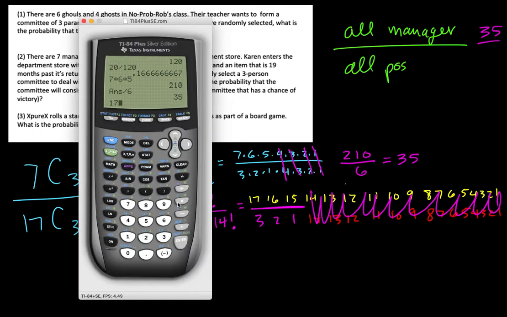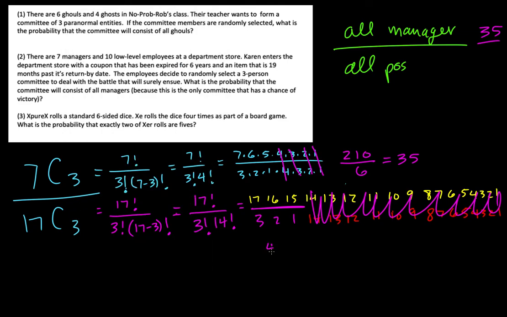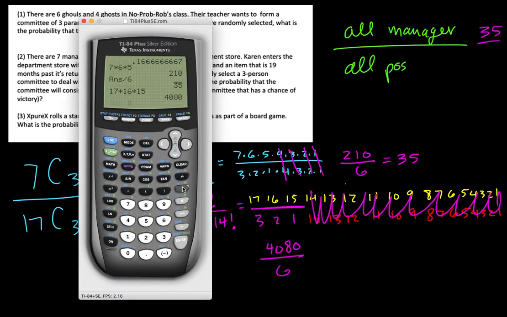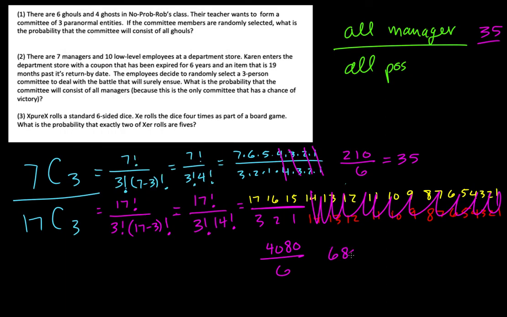So we're going to say 17 times 16 times 15. That gives us 4080. And then divided by 6 again, 3 times 2 times 1. So that's 680. So that's going to be the bottom of our fraction right there.